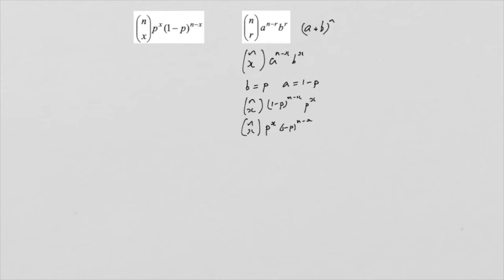It's worth pointing out here as well, because if you do any wider reading, that we often use q to equal 1 minus p, in which case both of these formulae would turn into nCx p to the x, q to the n minus x.